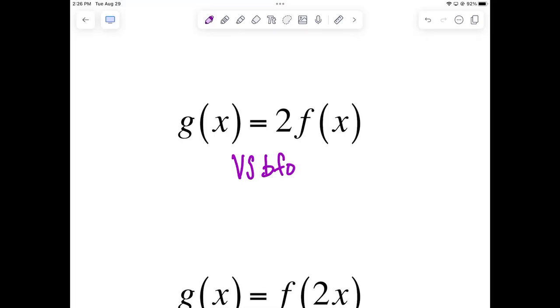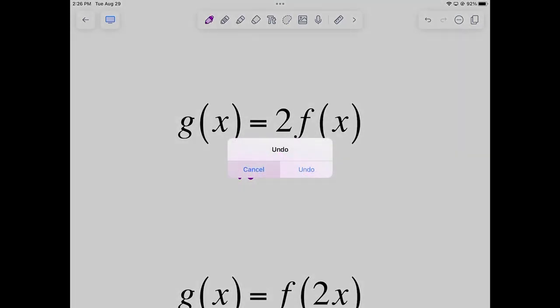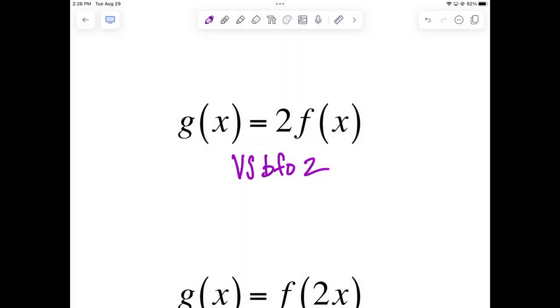BFO stands for by a factor of. And is it by a factor of 2 or 1/2? 2. Yeah. Whenever you say by a factor of, that number always better be bigger than 1. If it's not, flip it. Okay? Twice as tall. That's what that means.